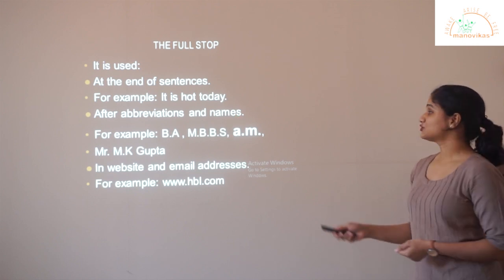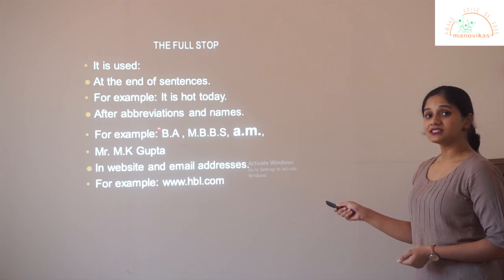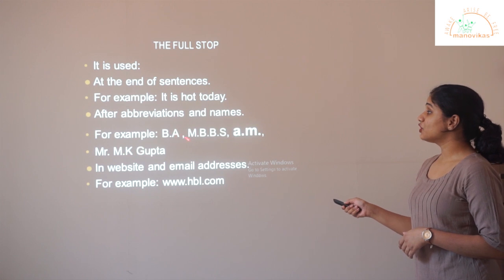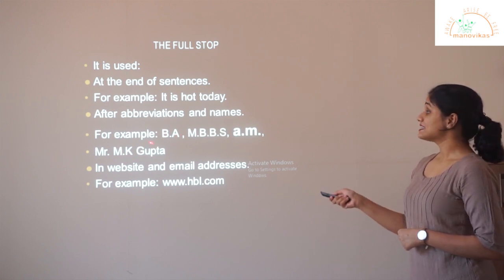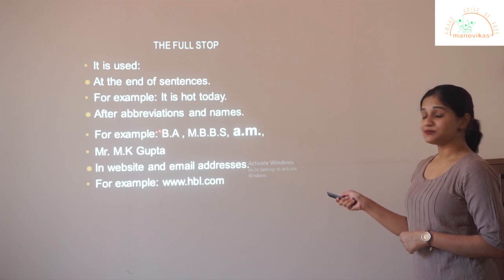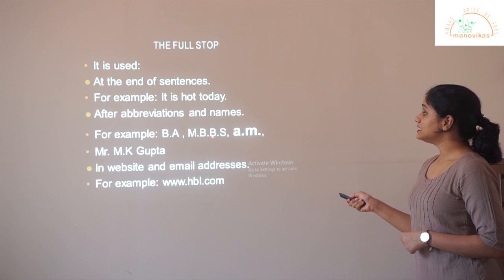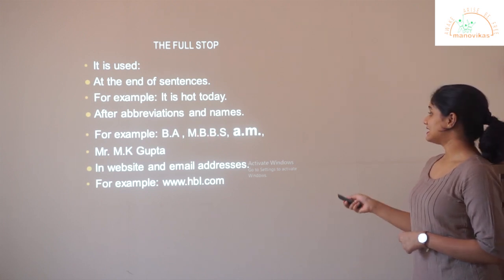Now, abbreviations are shortened forms. This, for example, is a Bachelor of Arts, which is a degree. The shortened form of it is a B.A or a B full stop A. That full stop is very important because that indicates that this is a degree. M.B.B.S. There is always a full stop between each letter.